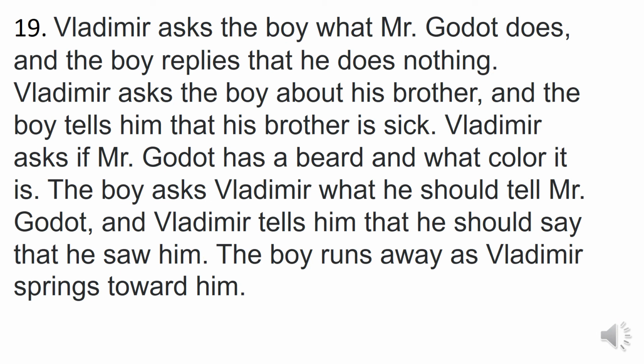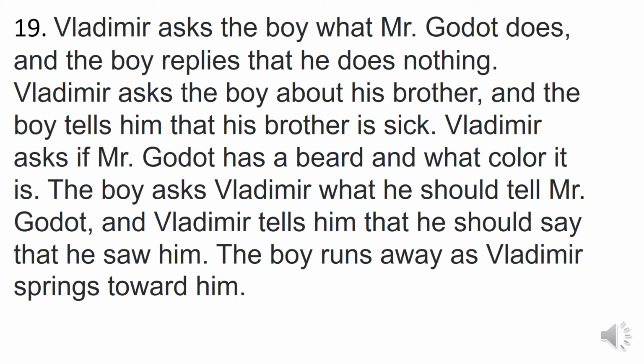Vladimir asks the boy what Mr. Godot does, and the boy replies that he does nothing. Remember, the play starts with the word nothing. Now it is ending with nothing. Okay, absurdism. There is nothing. Nothing makes sense. We are here because of nothing.